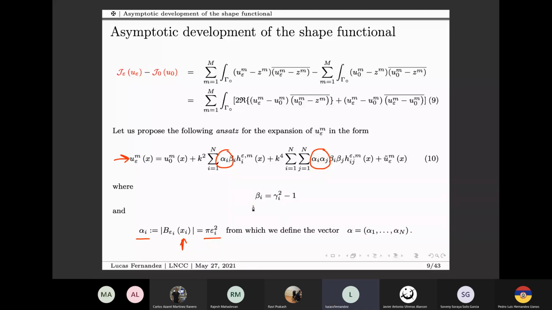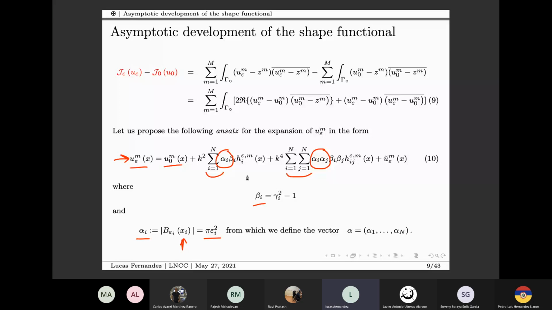Beta is a quantity dependent on the contrast gamma, and the simple sum is introduced here because we are considering a finite number of circular perturbations. The double sum is needed because it is relevant for us to capture the influence of one perturbation on another. In addition, in 10, we have U epsilon and U0. They are solutions to boundary value problems that we already know.